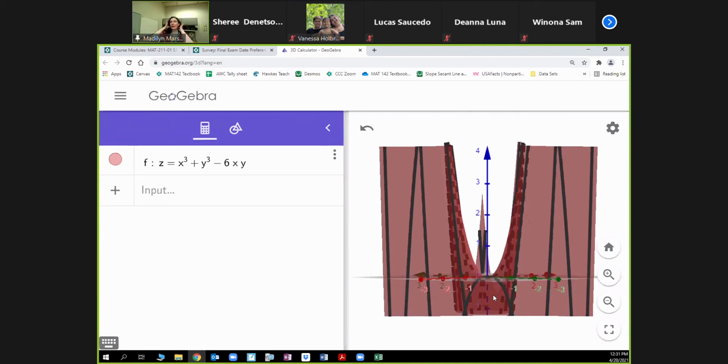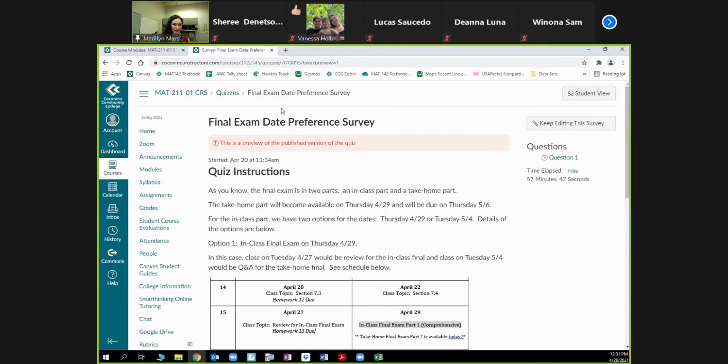So feel free to play around with this grapher as you're doing your homework or just plugging in random things and seeing what it looks like. It's pretty fun. I'm going to close it because I think it is making my internet a little slow. It takes a lot of energy for the computer to do that.